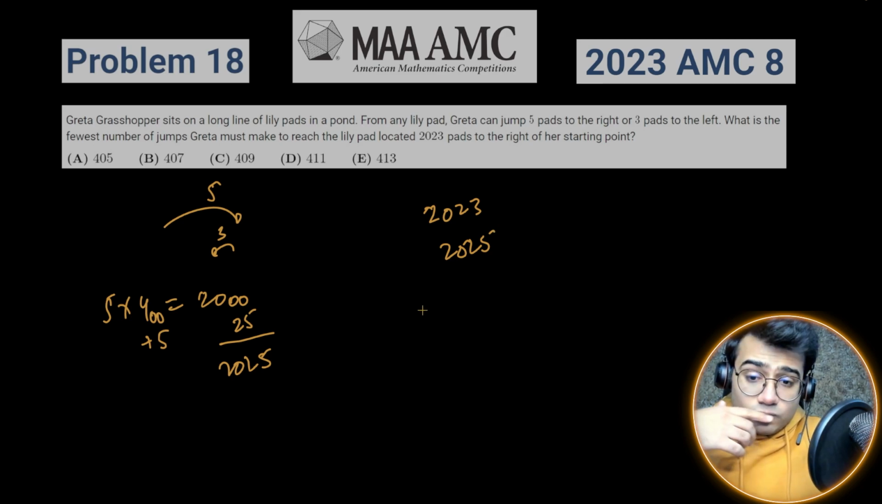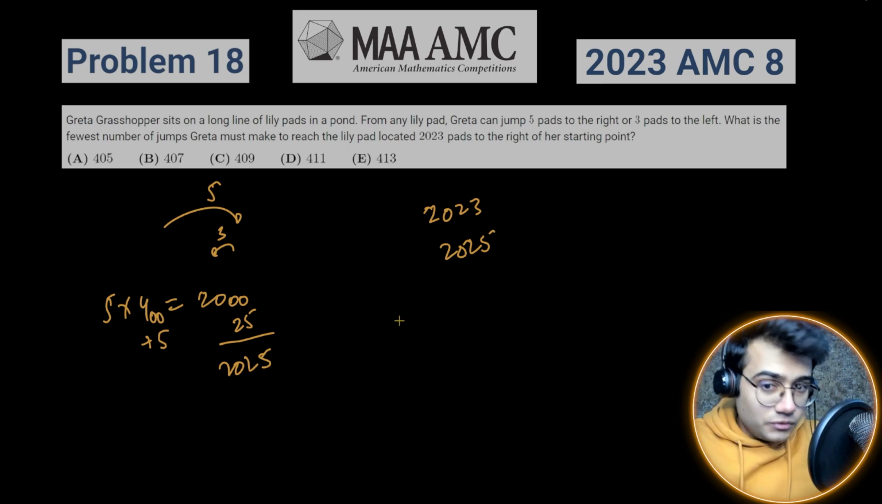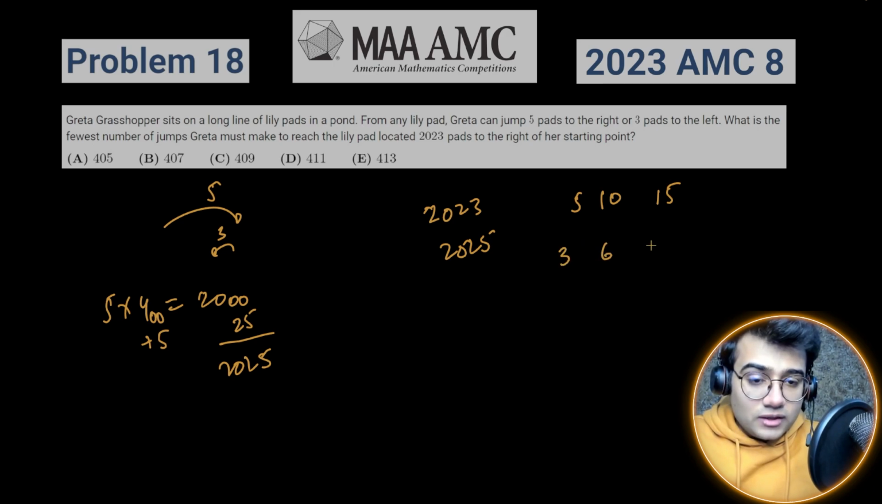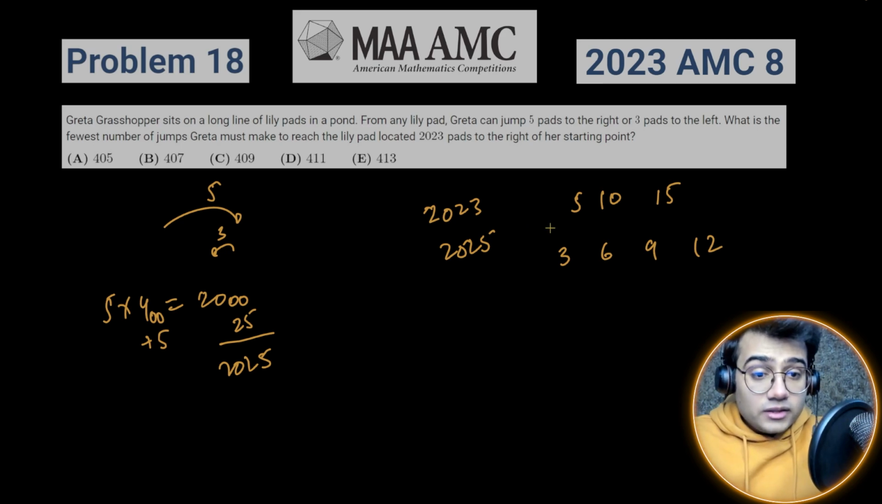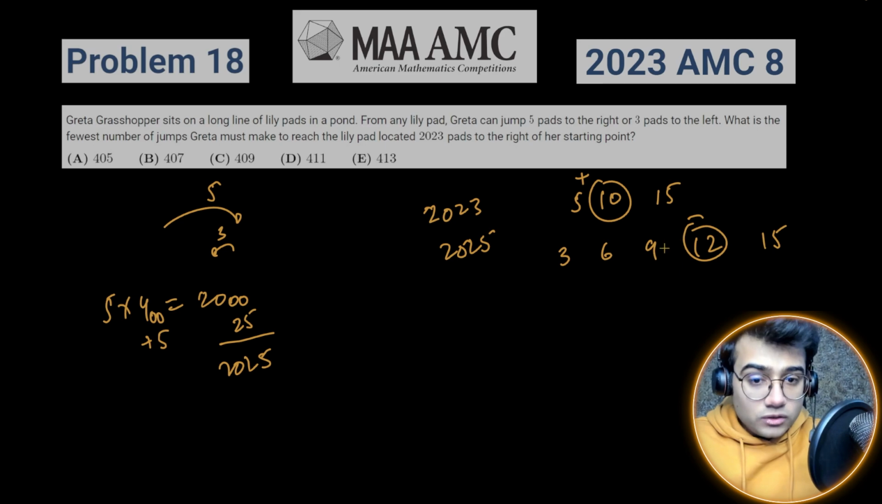Now we need to subtract 2 using multiples of 5 and multiples of 3. How do we do that? Well, let's list down the multiples of 5. So we have 5, 10, 15, and then we have multiples of 3. So we have 3, 6, 9, 12. So we want a multiple of 5 that is 2 less than a multiple of 3. And that is going to be 10 and 12, right?